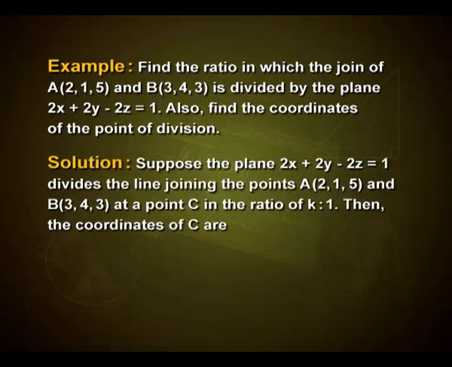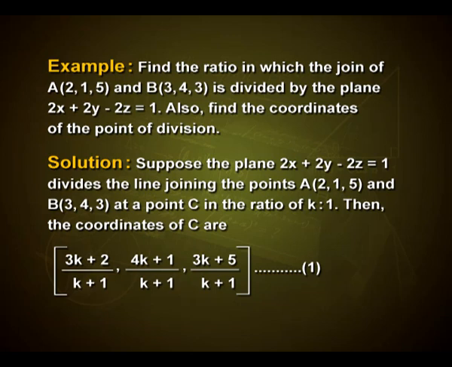Suppose the plane 2x + 2y − 2z = 1 divides the line joining the points A (2, 1, 5) and B (3, 4, 3) at a point C in the ratio of k is to 1. Then the coordinates of C are ((3k + 2)/(k + 1), (4k + 1)/(k + 1), (3k + 5)/(k + 1)). Take this expression as first expression.